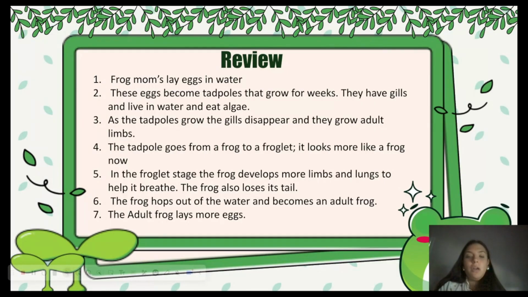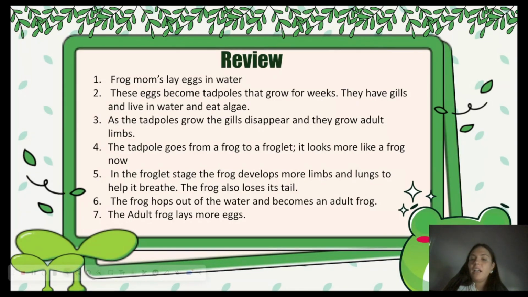I'll tell you what, butterflies do the same thing. So as tadpoles grow, their gills begin to disappear, and they grow adult limbs. So first we saw their leg limbs, and then they grew their front limbs. So they started to look more and more like a frog, right, as they grew their arms and their legs. So a tadpole becomes a froglet. It looks more like a frog now.